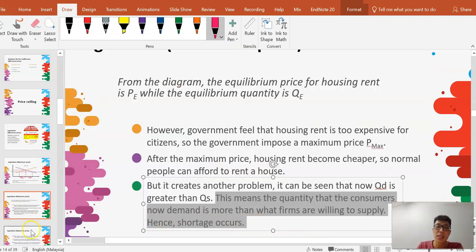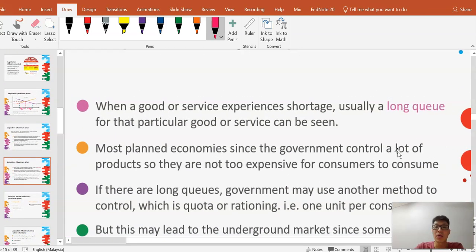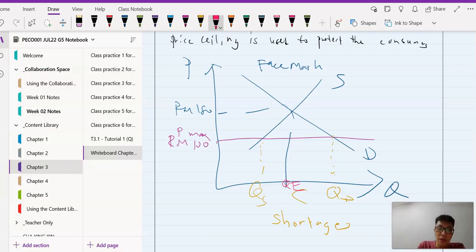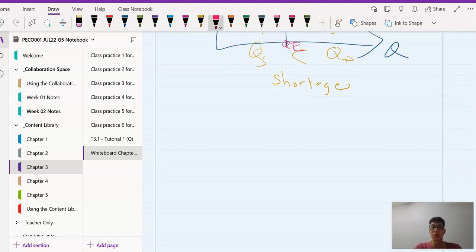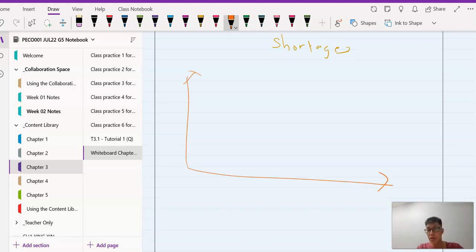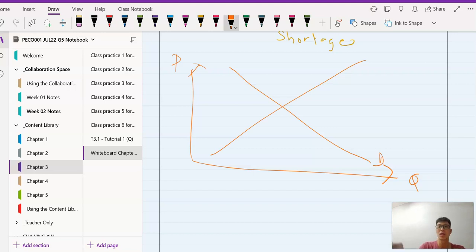More importantly are the indirect effects, right? One of the indirect effects you can see is that because of the shortage, there will be long queues. How many of you have been to a government clinic? Type yes in the YouTube comments if you've been to a government clinic, and type no if you haven't. And if you type no, why don't you want to go to the government clinic?